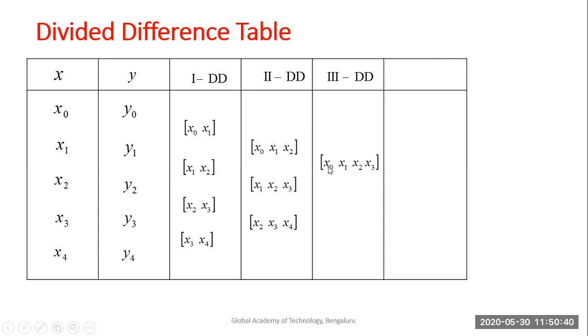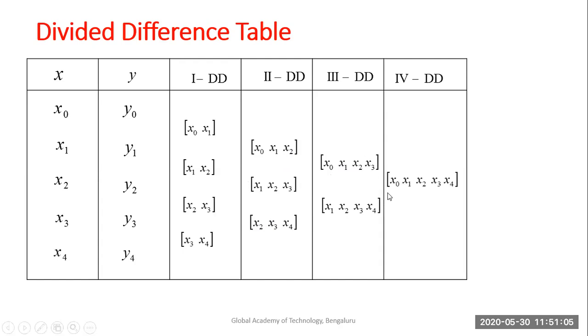So it starts with again x0. So extend by one term, x0, x1, x2, x3 now. So this is obtained by taking the difference of the second divide difference, these two values, divide that by x3 minus x0. Similarly, this is the difference of these values divided by x4 minus x1.